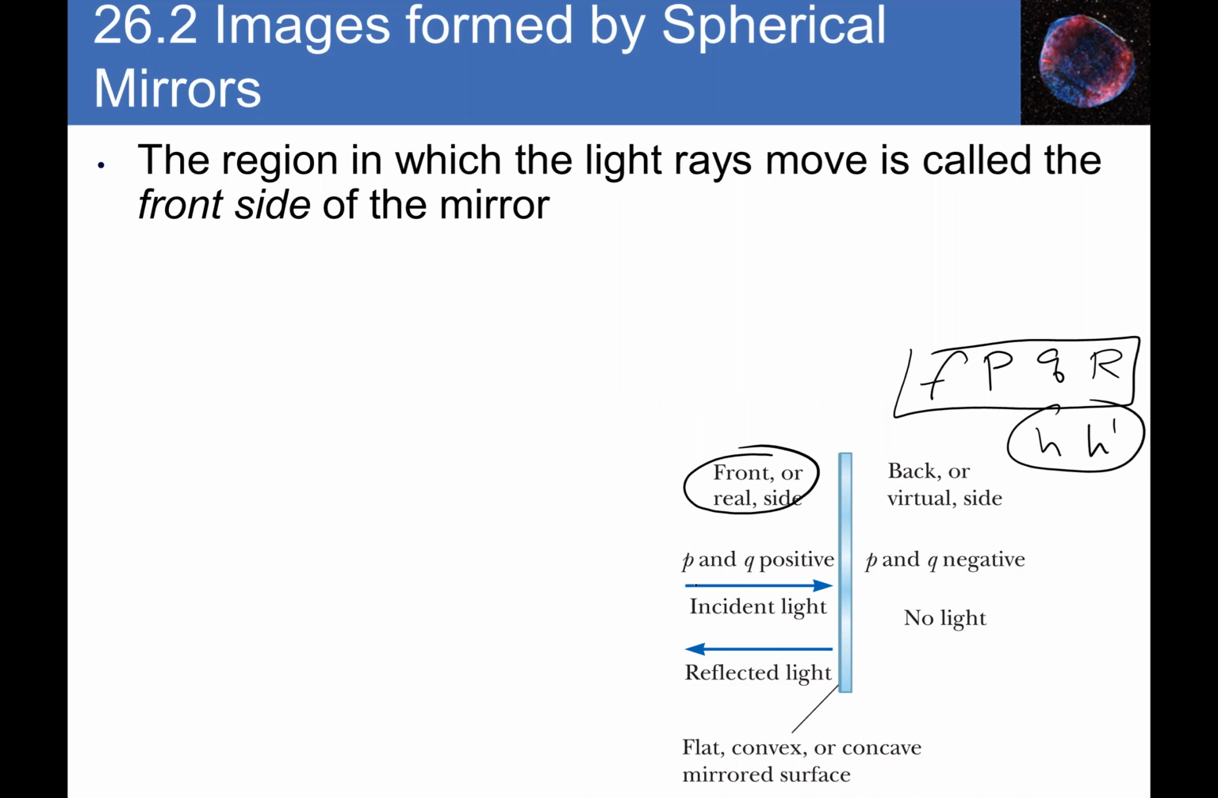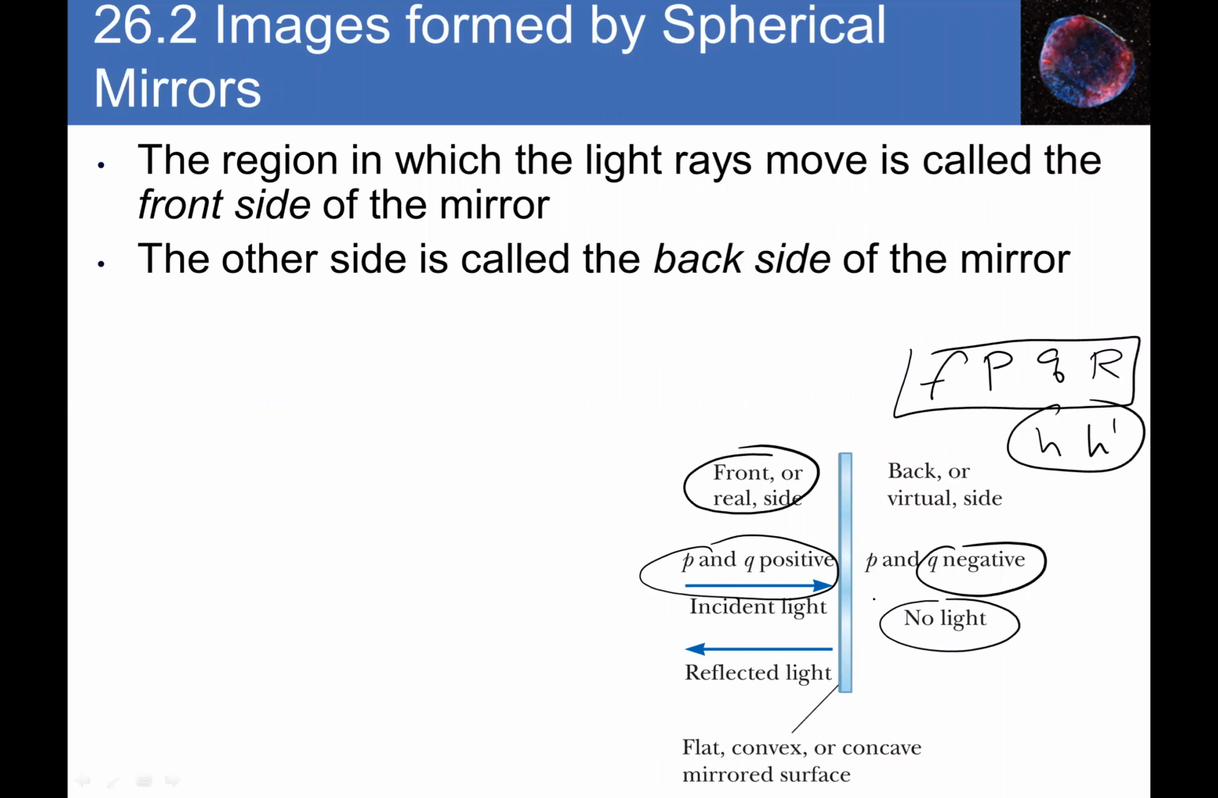Now, P and Q are positive if the object is in front of the mirror and the image is in front of the mirror. That means both P and Q are positive. But if P and Q are in the back of the mirror, because sometimes you can have two mirrors or something like that, you can have them negative. Mostly we're looking at the image Q to be in back of the mirror, and Q is always negative when it's in back of the mirror. Remember, there's absolutely no actual light over there.